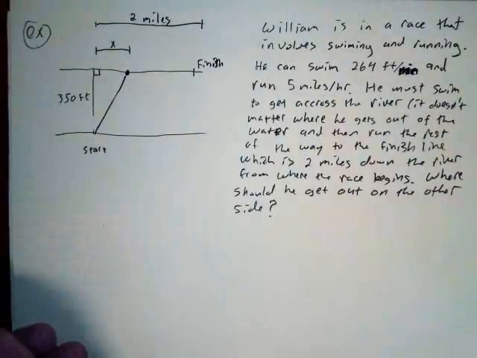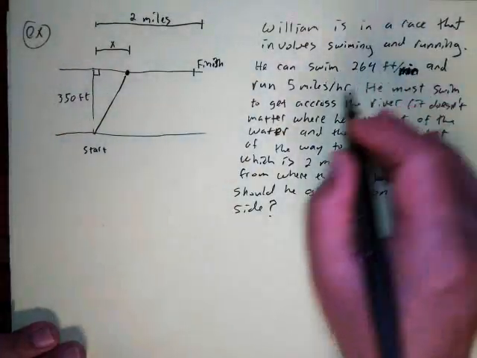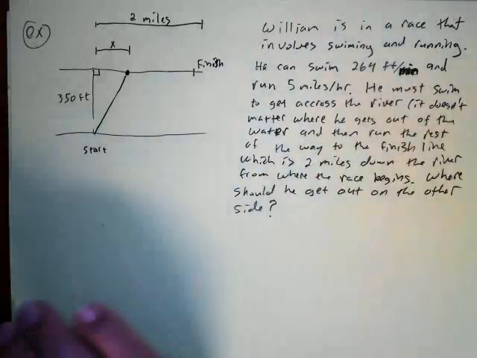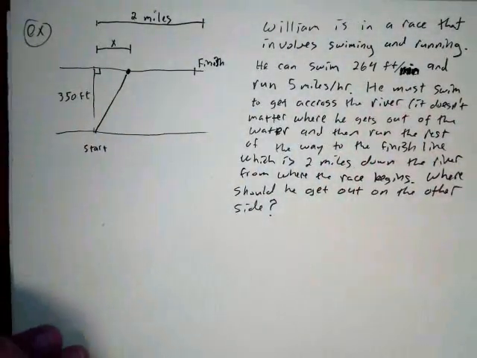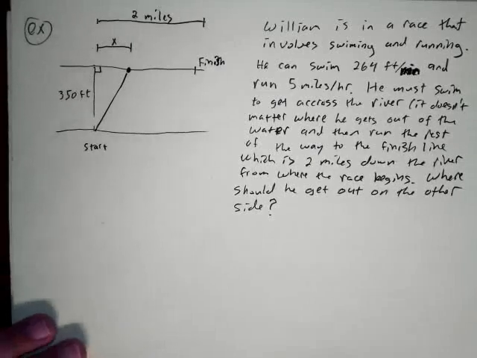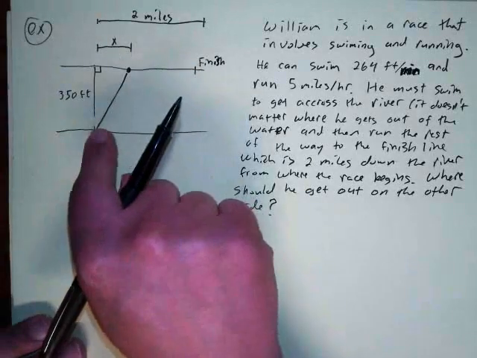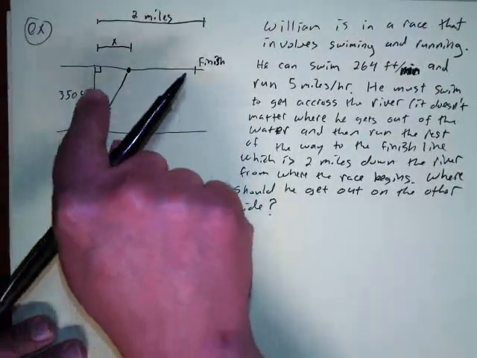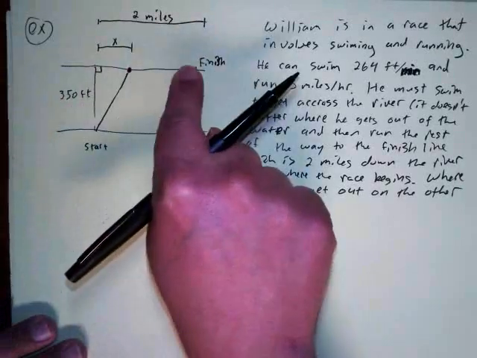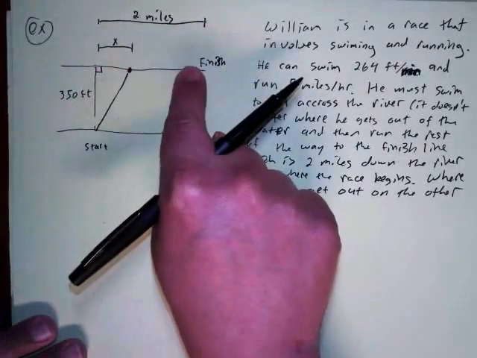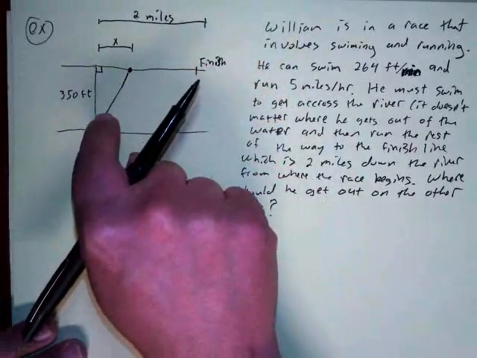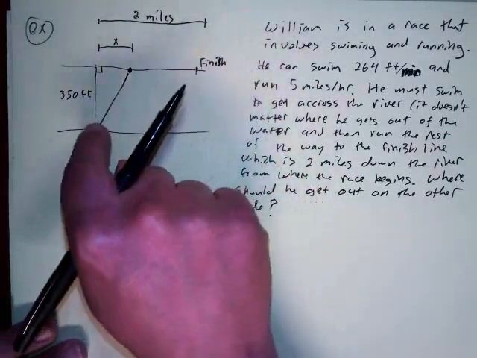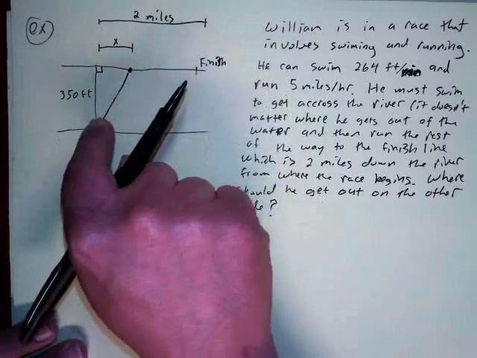And then he can run 5 miles an hour. And so it turns out he can run faster than he can swim. So the 264 feet per minute is actually 3 miles per hour. Okay? And so he doesn't want to necessarily go straight across and then run the whole way, even though he can run faster, because this here would be a lot longer distance than if he went like here.